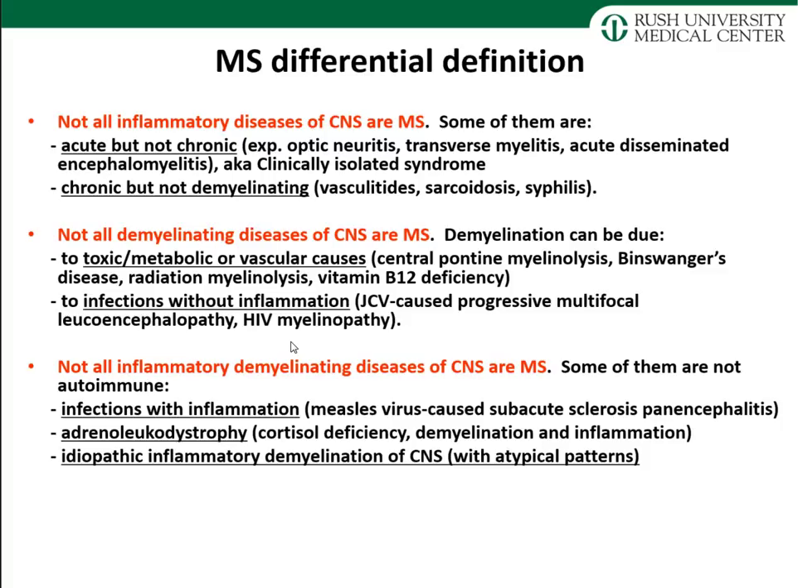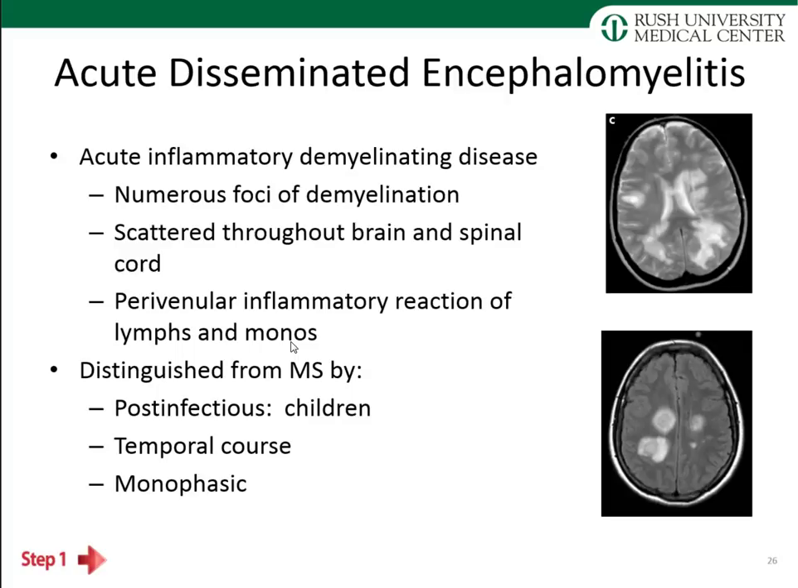In the same vein, not all inflammatory diseases of the central nervous system are multiple sclerosis. I'm going to discuss one of these in the next slide. Not all demyelinating diseases of the central nervous system are MS. Again, we'll discuss some of these later. And finally, not all inflammatory demyelinating diseases of the central nervous system are MS. Some of them are not even autoimmune. So we want to remember when we see T2 lesions on the MRI scan that we need to be thinking not only of multiple sclerosis, but of some of these other diseases.